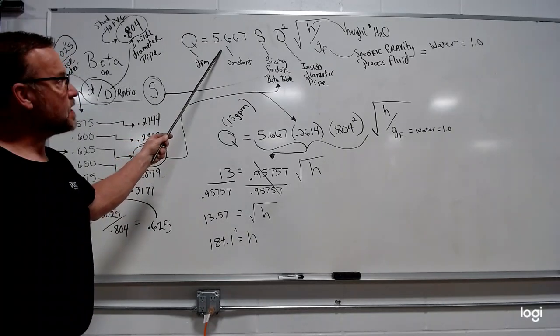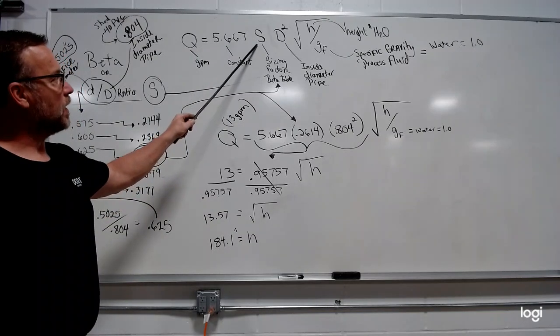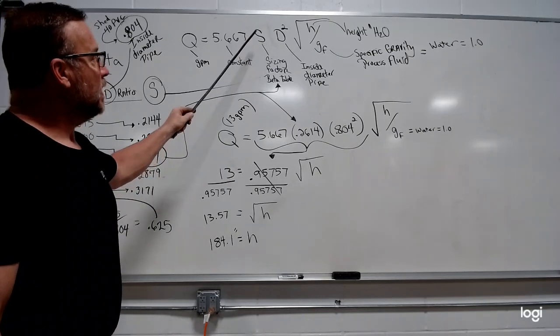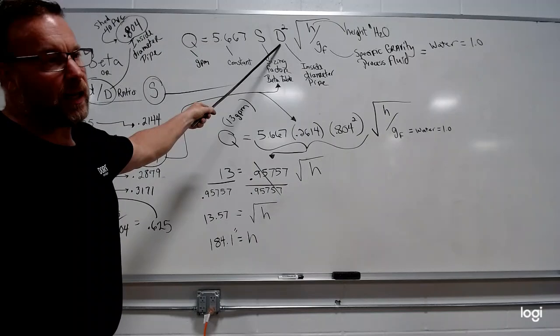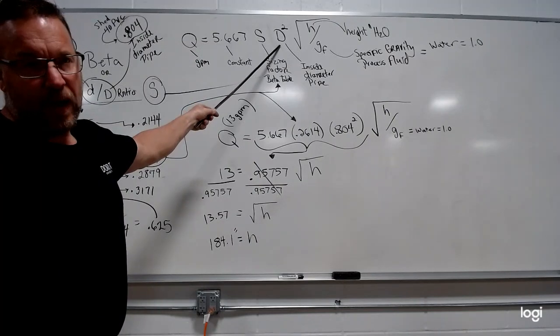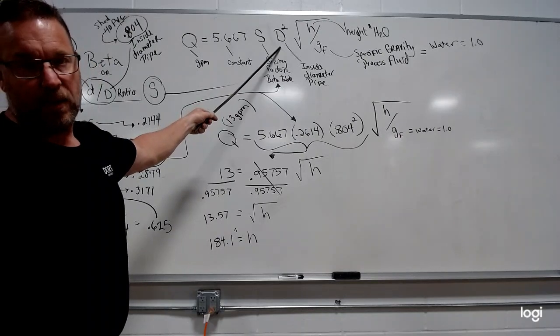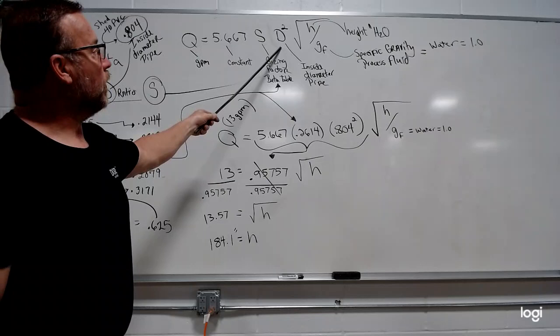5.667 is a constant in the formula. S is a sizing factor. We're going to come back to S because it takes a little bit to come up with S. The big D squared, the big D is the inside diameter of your pipe. We've got 3/4 inch PVC, and the inside diameter of 3/4 inch Schedule 40 PVC is 0.804 inches.